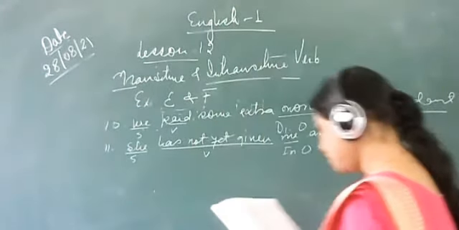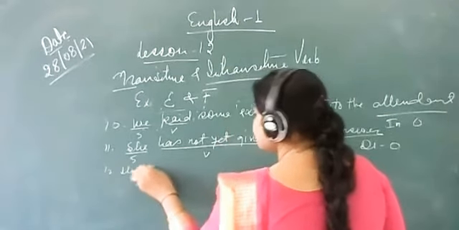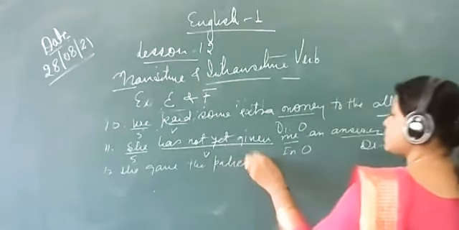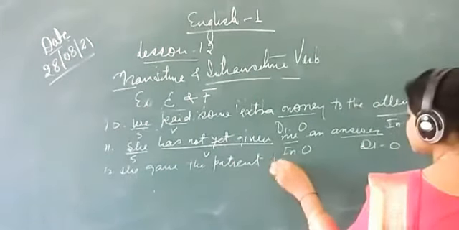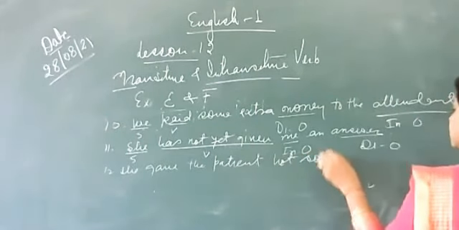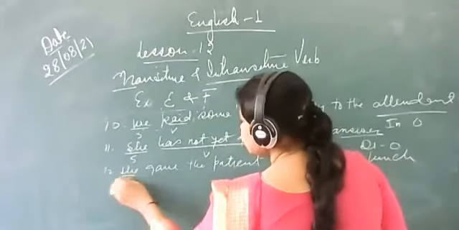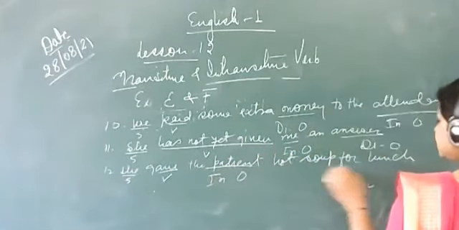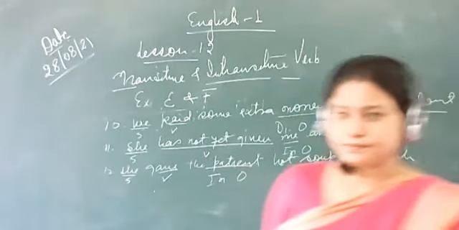Now 12. She gave the patient hot soup for lunch. Subject, verb, the patient is indirect object, and soup is direct object. Clear?